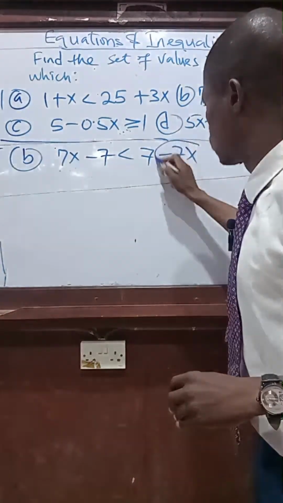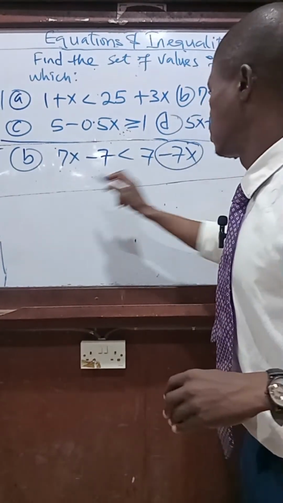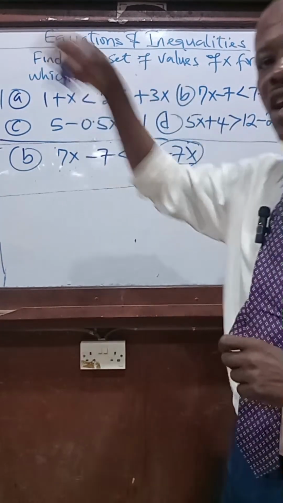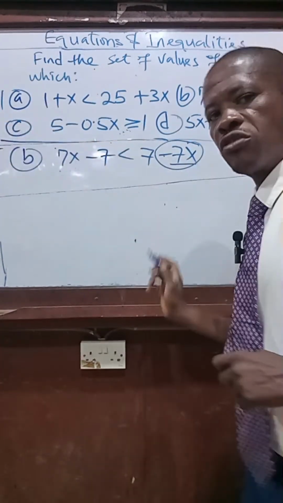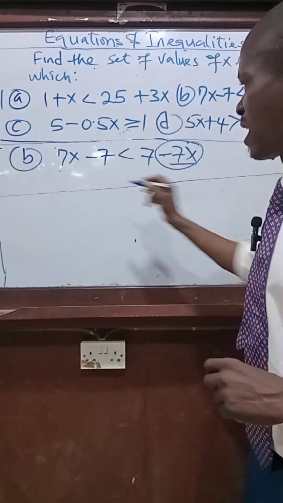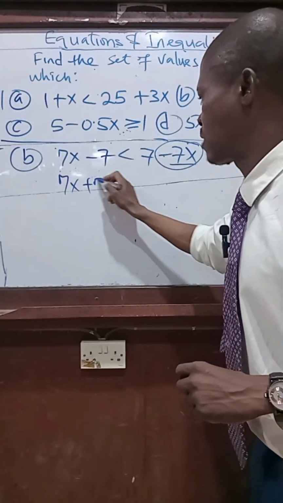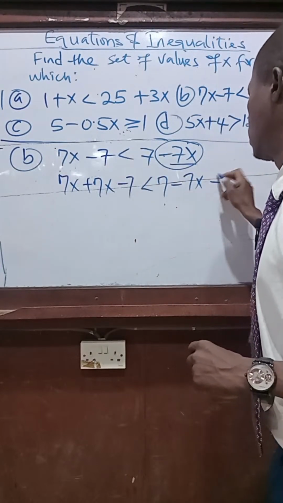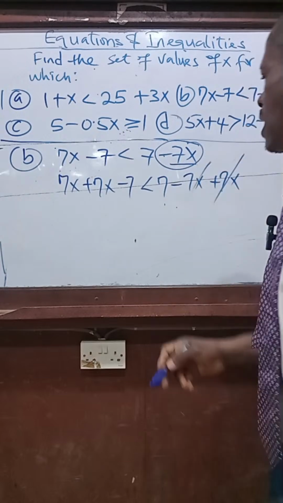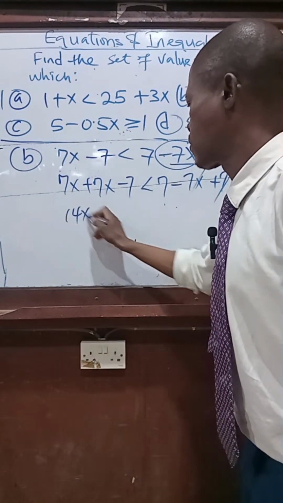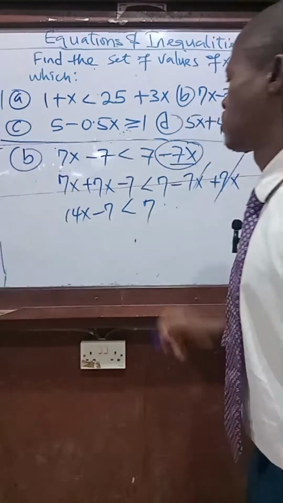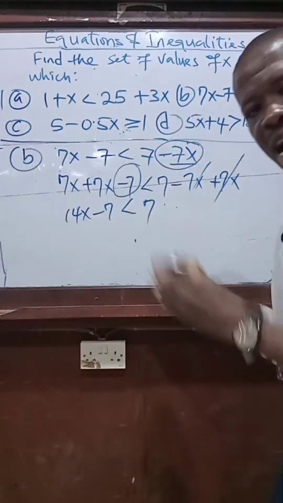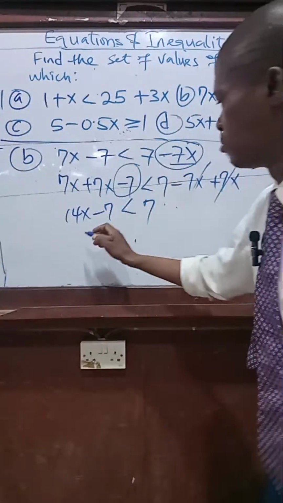So that means I'm going to remove this one from here, and that'll be what? This is minus. So to cancel this minus, you need to use the opposite of that sign. That means I'm going to add plus 7x to both sides. So that'll be 7x plus 7x minus 7 less than 7 minus 7x plus 7x. So here it cancels. So I have 14x minus 7 less than 7. This minus 7 also, I want it to leave that place, so I'm going to add plus 7 to both sides.